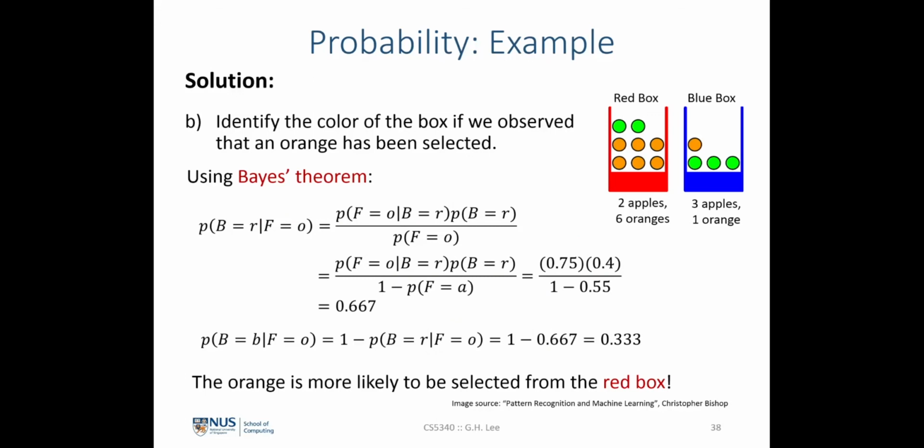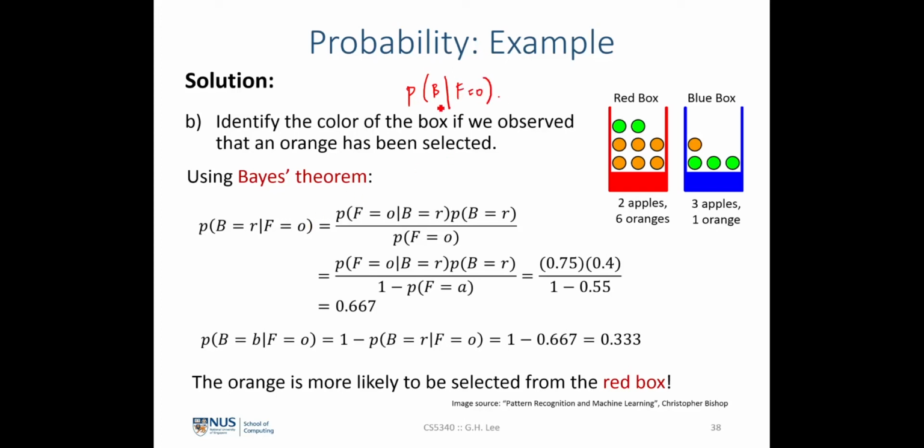Next, we will move on to look at the conditional probability of identifying the color of the box if we observe that an orange has been selected. As I mentioned earlier on, we are finding the conditional probability of the color of the box, conditioned upon the fruit that has been selected being an orange.